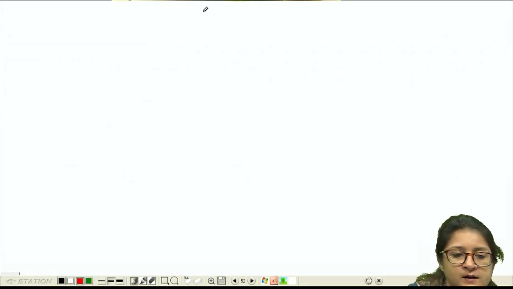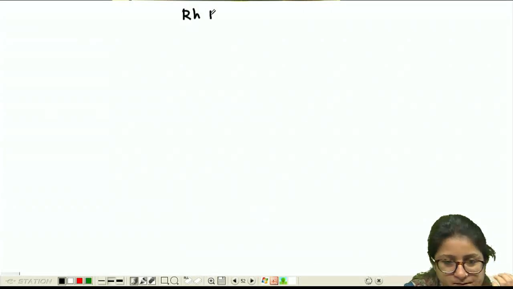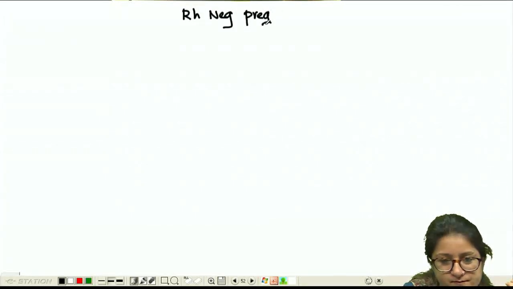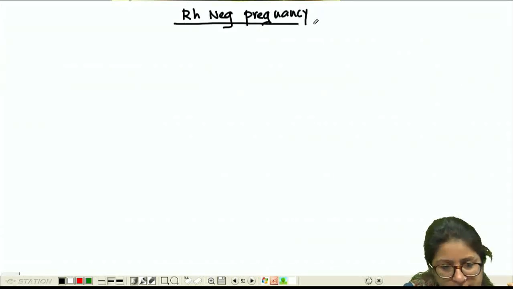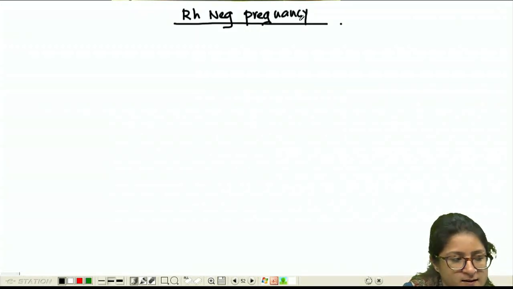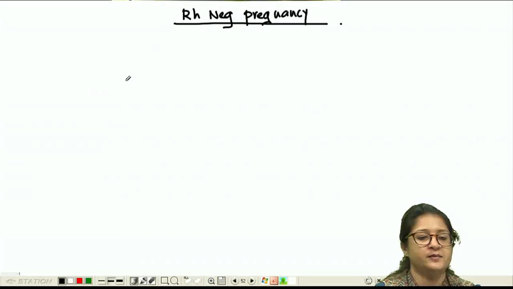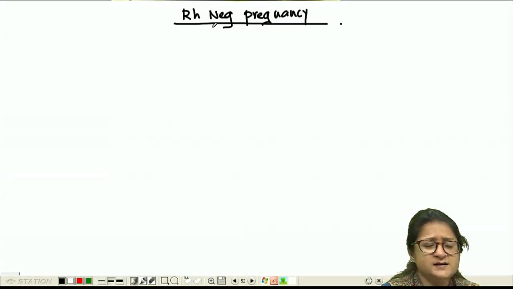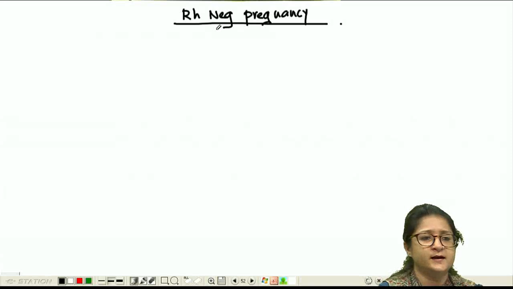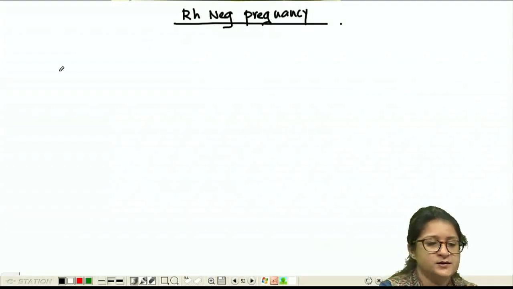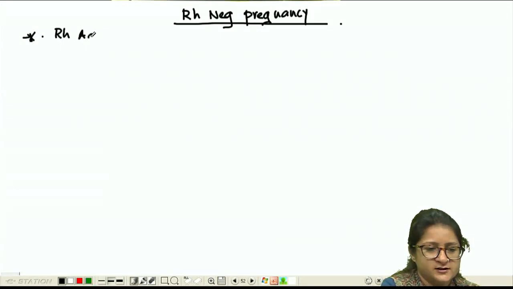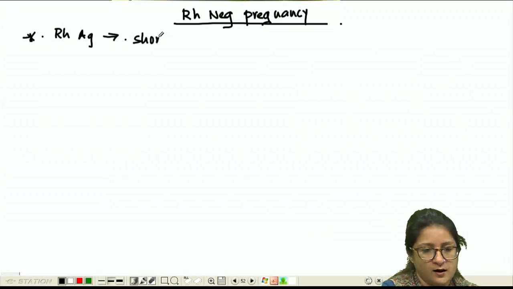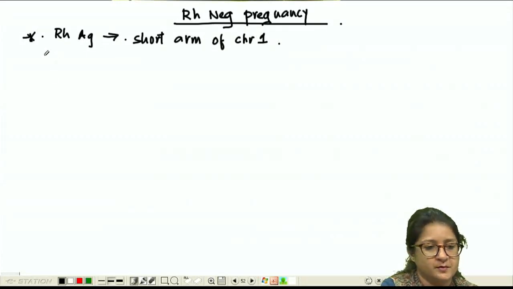All right, so coming to Rh negative pregnancy and the important points with Rh negative pregnancy. Now we have to remember that when we talk about Rh negative pregnancy in India, we're mainly talking about the D antigen. Remember just one thing, that the gene for Rh antigen is located on the short arm of chromosome number 1. This is one important one-liner that you should remember.